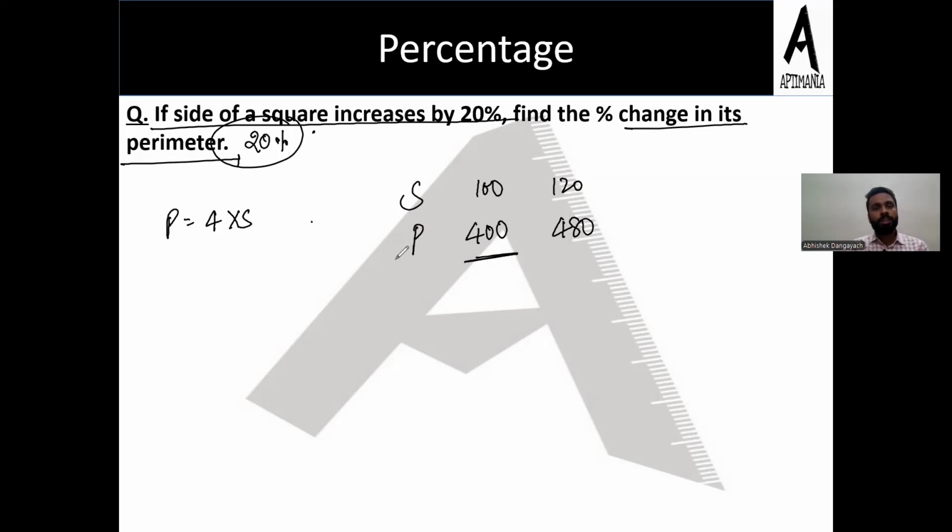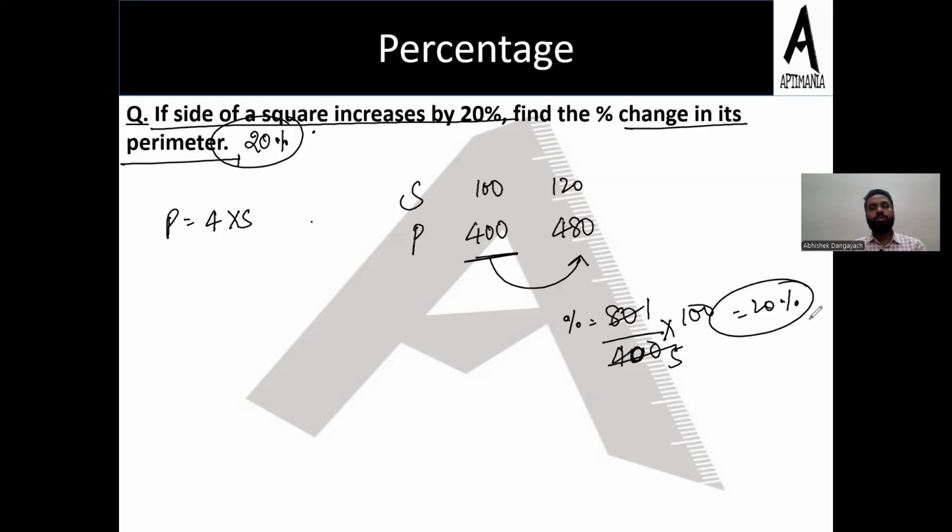When I'm talking about the percentage change in perimeter, I can say it went from 400 to 480. There is a change of 80 and the change is taking place over 400 into 100. This is 1 by 5. If you remember the value of 1 by 5, you'll get the correct answer, 20%. Clear? So the percentage change in perimeter is going to be 20% only, right? We can have one more variety of question based on the same concept.